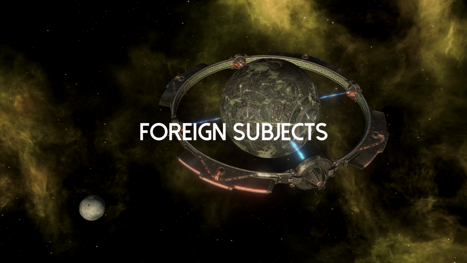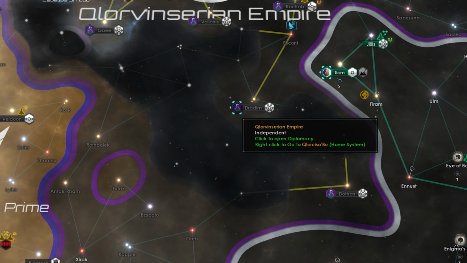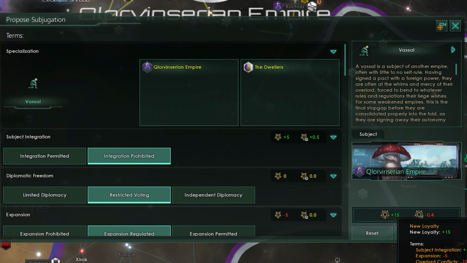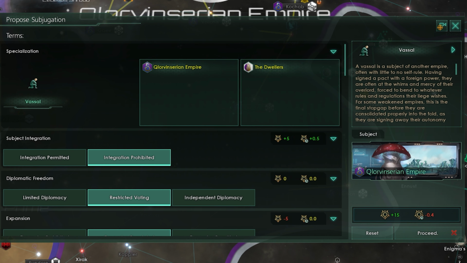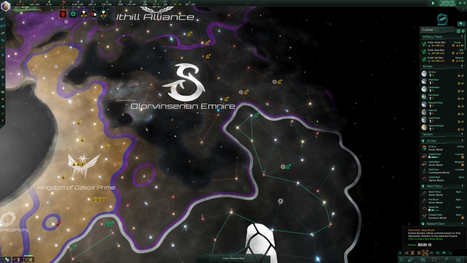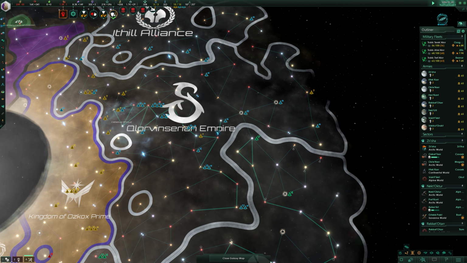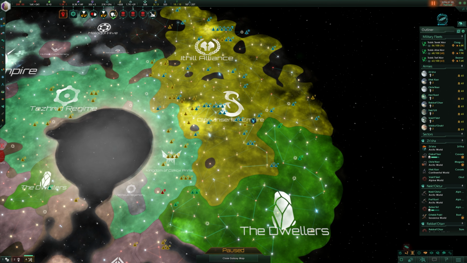But what about foreign subjects? You can propose subjugation to any independent empire capable of diplomacy that's not at war. This will open the terms negotiation window, where you can set the proposed rules of the subjugation. If they have a high opinion of you and are also weaker than you, they will be much more likely to accept. If they are satisfied with your terms, then you can subjugate them for a cost of influence, more expensive the more strict your rules are.